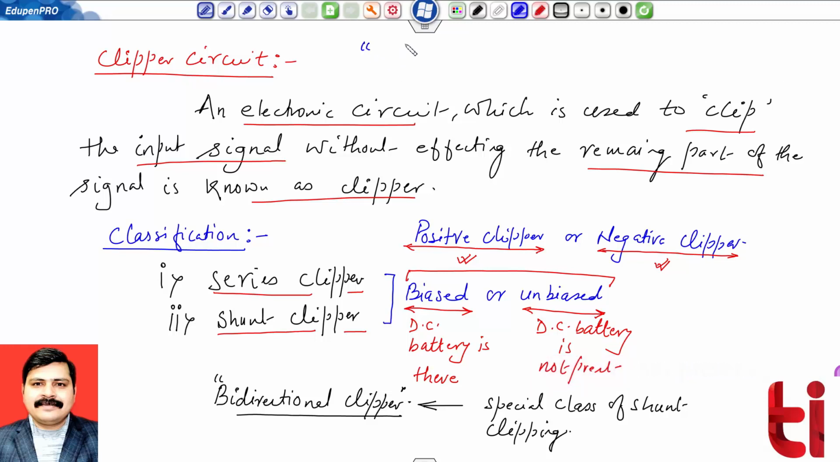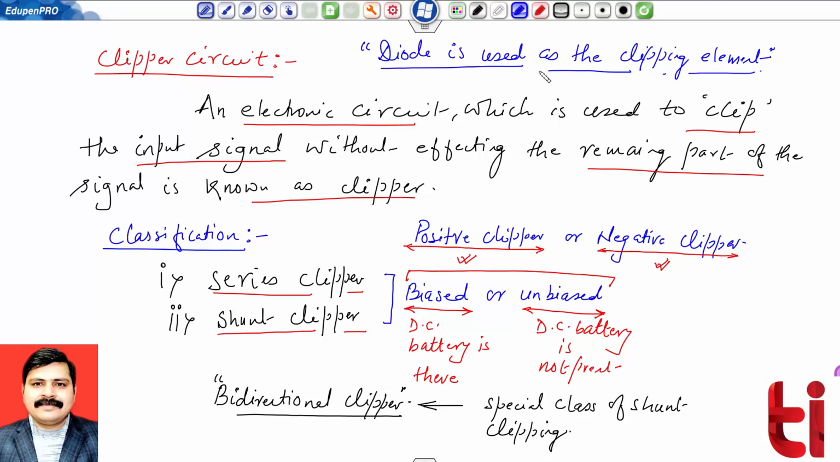Now, the interesting part over here is that the diode is used as the clipping element. In every clipper circuit, the diode is used as the clipping element. The cause of clipping depends upon the diode. A typical application we have already discussed in a few modules: the half wave rectifier, where we have seen that some portion of my input, which is the half cycle, was completely clipped out by the circuit.